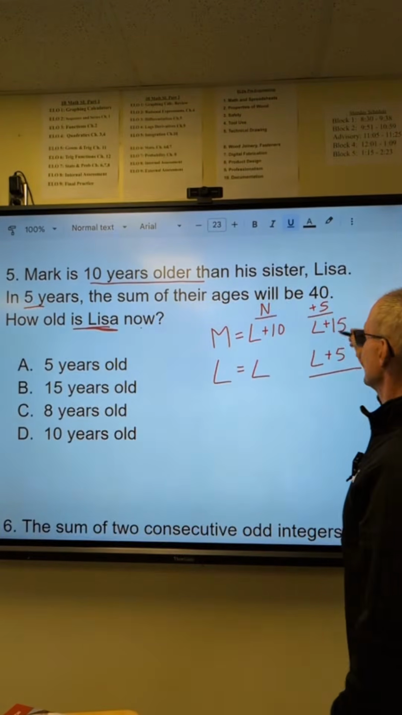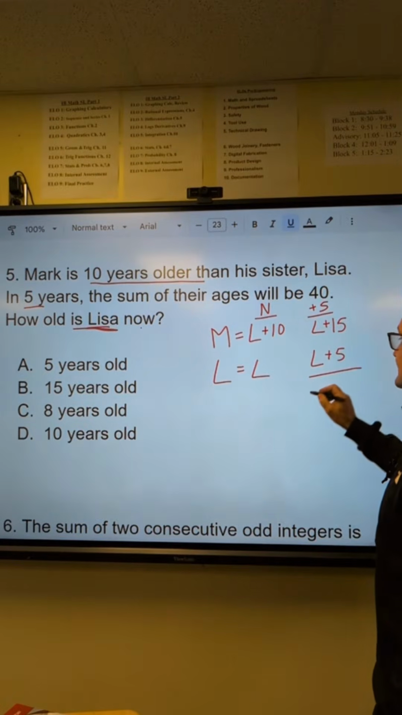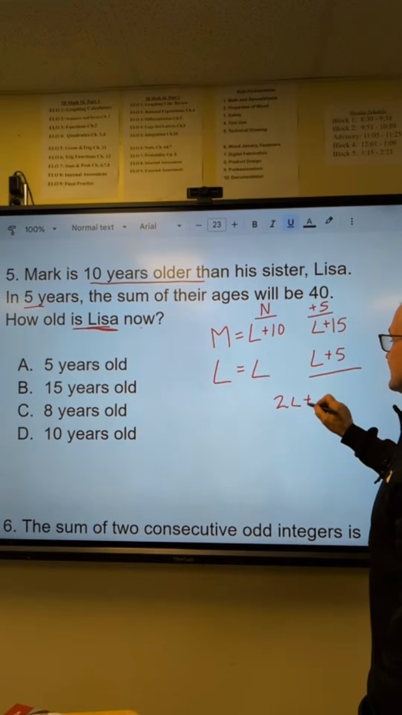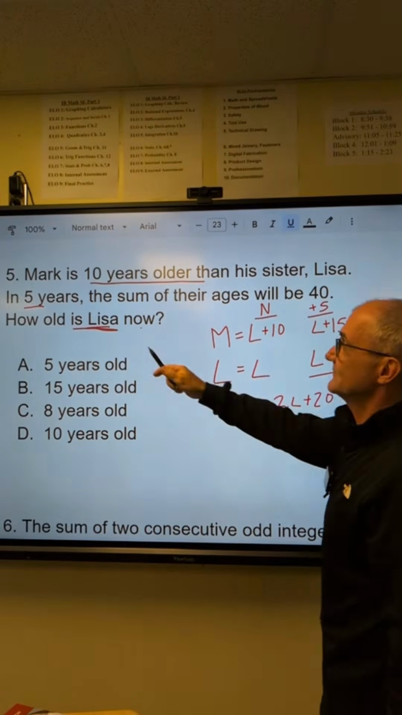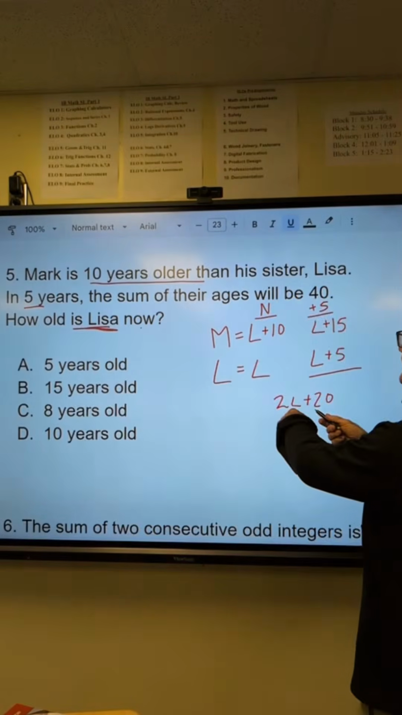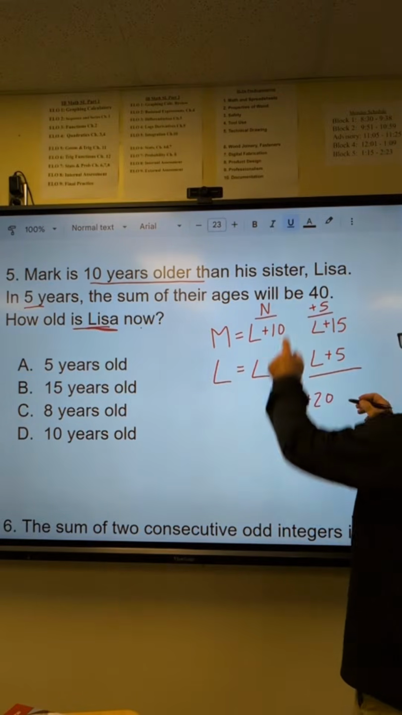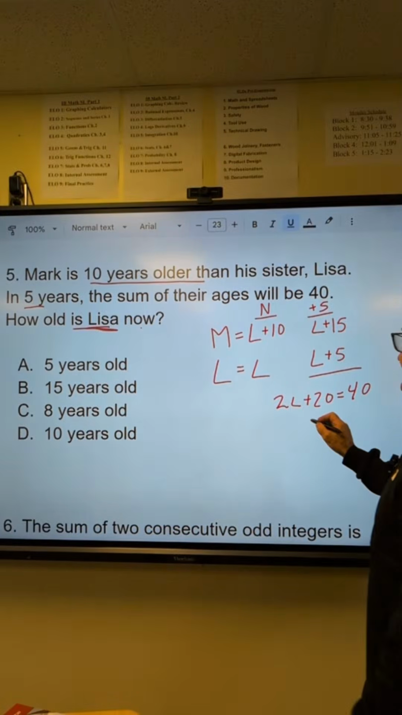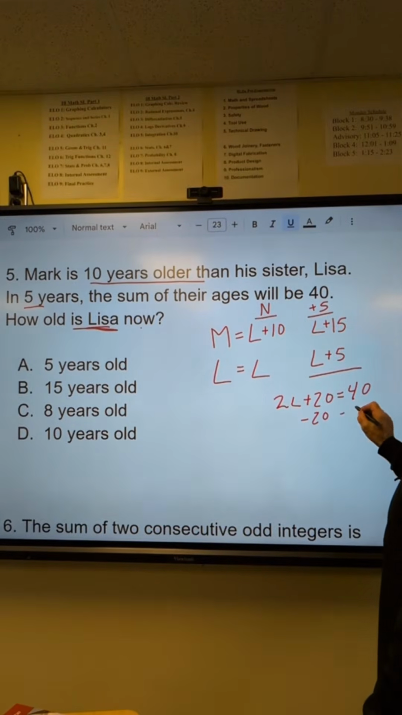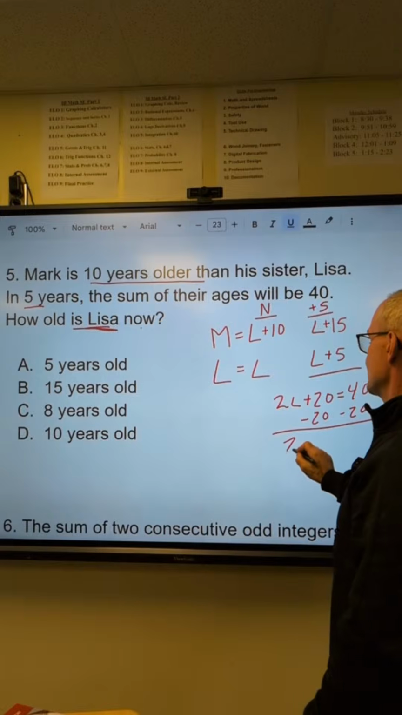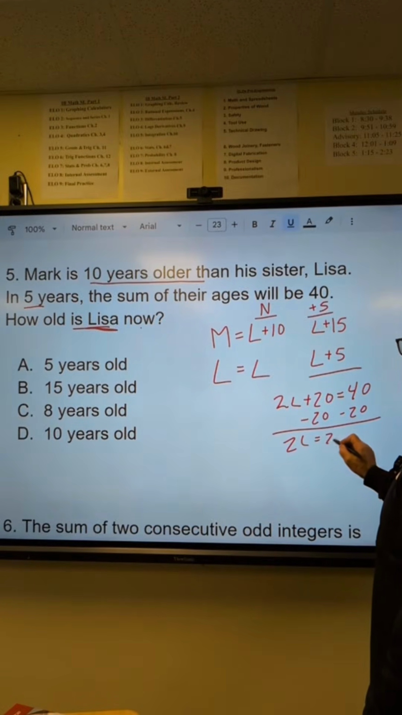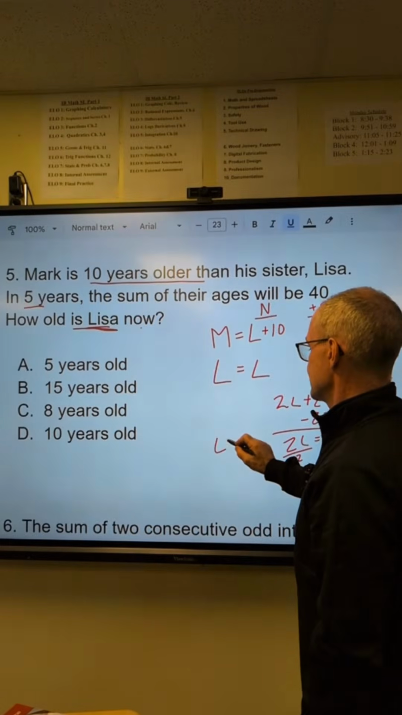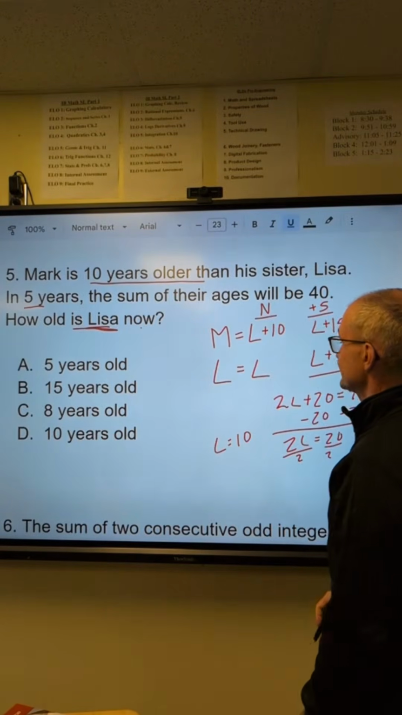That's in the 5 years. So I got to take that one plus that one. L plus L is 2L. 15 plus 5 is 20. In 5 years, the sum of their ages right here will be equal to 40. Solving for L, I'm going to subtract 20 from both sides. 2L is going to equal 20. Divide both sides by 2. And L is going to equal 10.